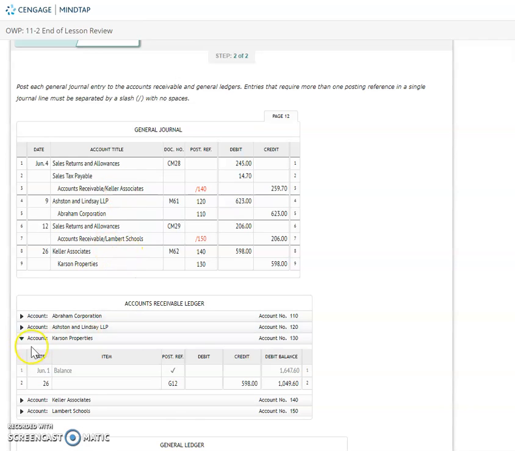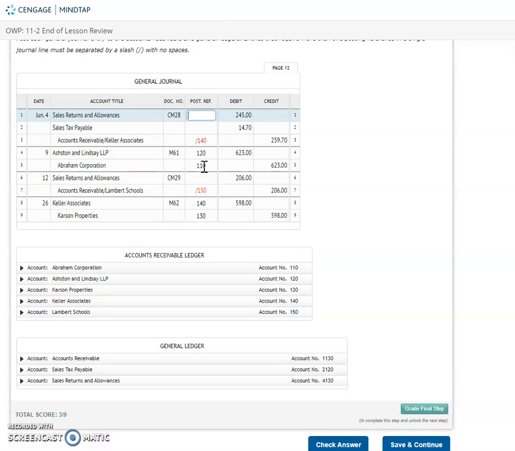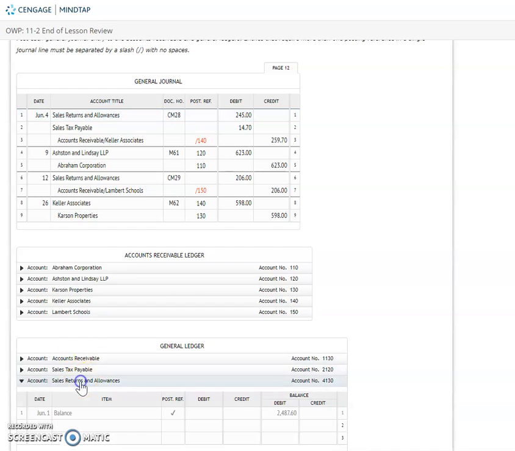I've posted to my accounts receivable ledger, so now I'm going to post to my general ledger. So I'm going to start back up at line 1, and the first account that I'm going to post to is my sales, returns, and allowances. The date is the 4th. Still on G12. I have a debit of $245. I have a debit and a debit, so I'm adding. My new balance is $2,732.6. Account 4130 will go back up.